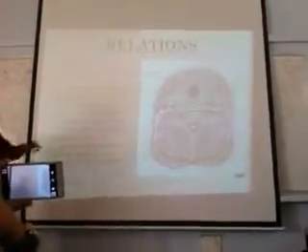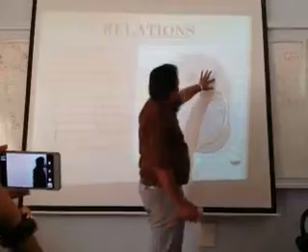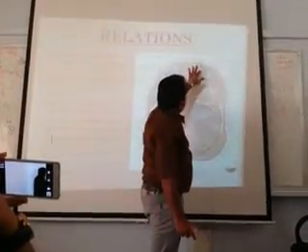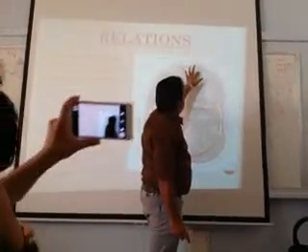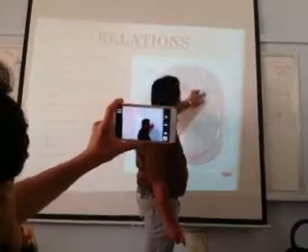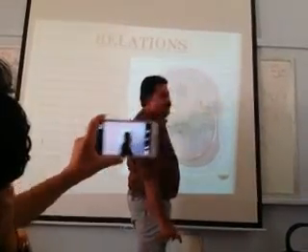Anterolateral surface, it is related to the sternothyroid, sternohyoid, and the omohyoid muscle. All three muscles are here: omohyoid, sternothyroid, and sternohyoid muscle. Anterolateral surface of the thyroid gland.